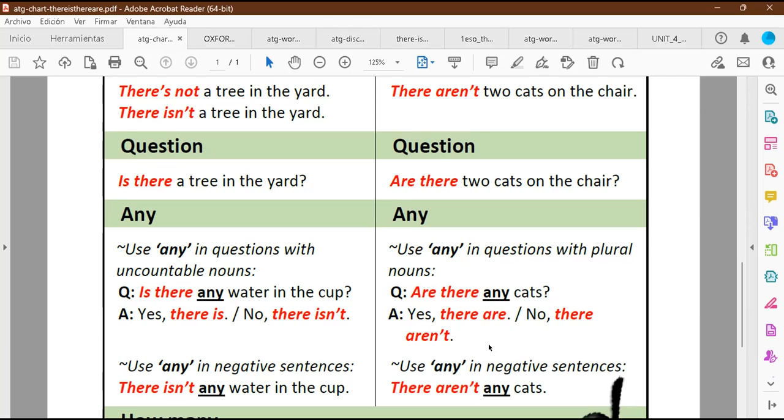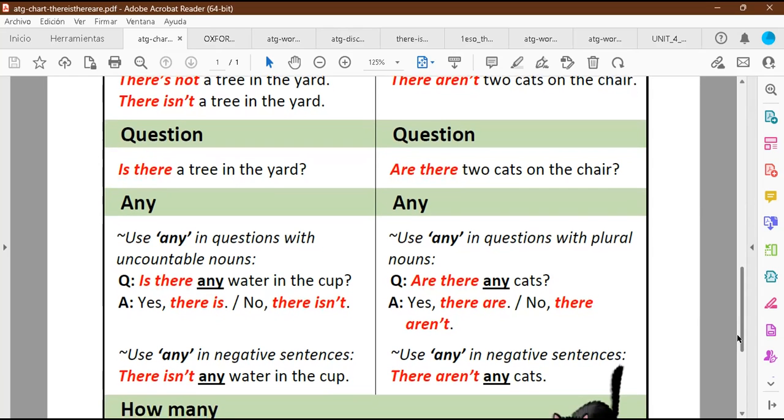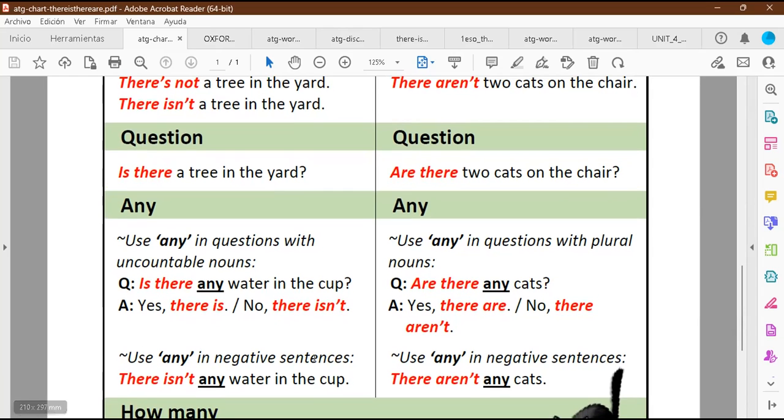You're going to listen to a yes or no answer. Use any in negative sentences. There isn't any water in the cup. No hay nada de agua en la taza. No hay nada de agua.